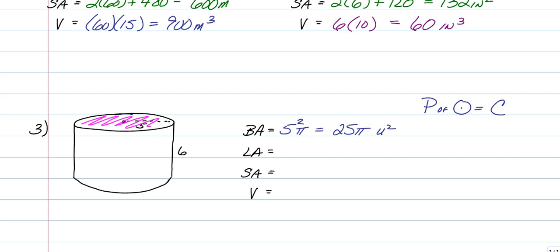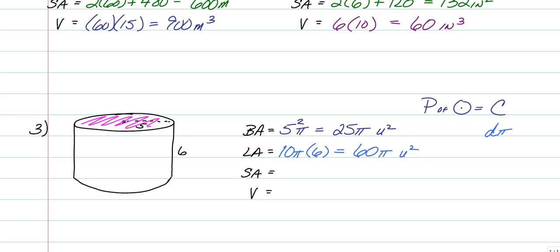The lateral area, again, the lateral area is the perimeter of the base, but when it's circular, we call it the circumference. Circumference of a circle is diameter pi. Okay, so remember, circumference is diameter pi. So, our circumference is 10 pi times the actual height of the cylinder, which is 6, and we have a lateral area of 60 pi units squared.